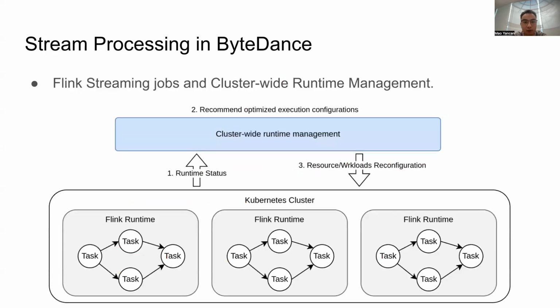A Flink streaming job will be running in a Flink runtime, and it will be deployed as a set of parallel tasks that form a physical execution topology. The runtime management service is typically a control plane that periodically reads the runtime status of streaming jobs. Then it explores optimization opportunities for streaming jobs, and dynamically reconfigures these streaming jobs accordingly.